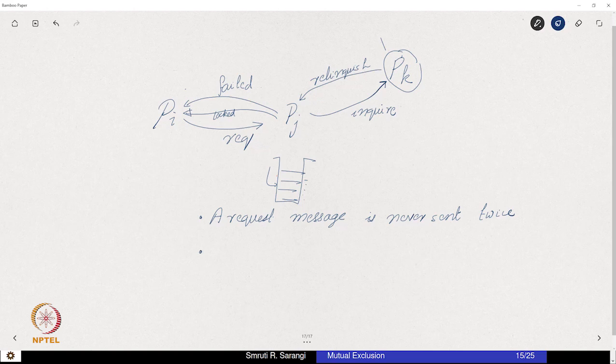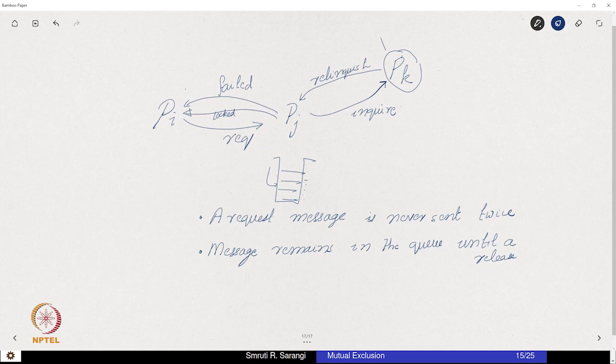After that, a message remains in the queue until a release. Until you release it, it remains in the queue, so it will continue to remain in the queue. There are no issues.